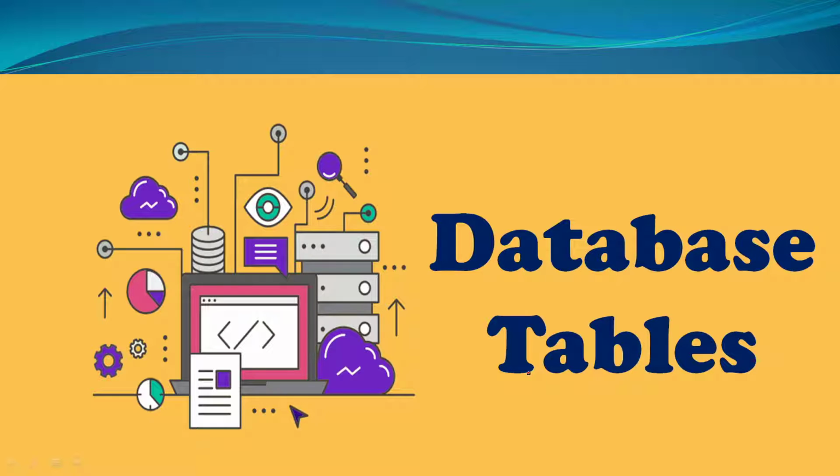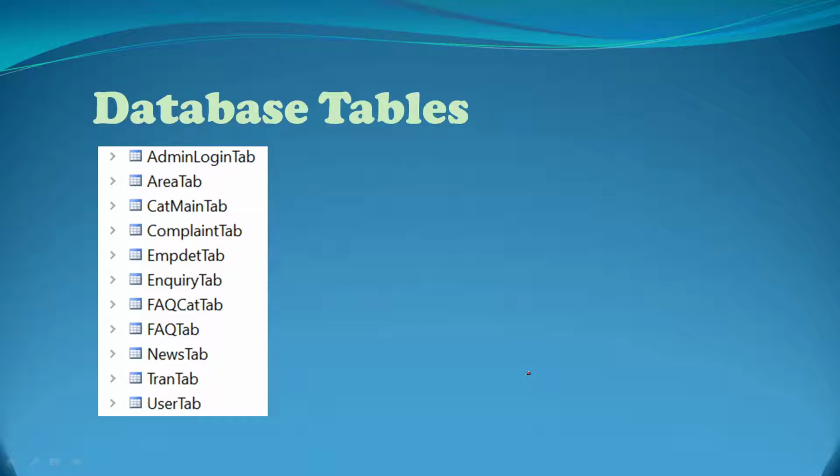Database tables: which tables are we using in this project? We are using around 10 to 11 tables here. One is the admin login table, area table, category main table, complaint table, employee detail table, inquiry table, FAQ category table, FAQ table, news table, transaction table, and user table. These are the tables used in this project. Naturally, for each table there is a corresponding form where we can enter the data, and the data entered comes to these tables.